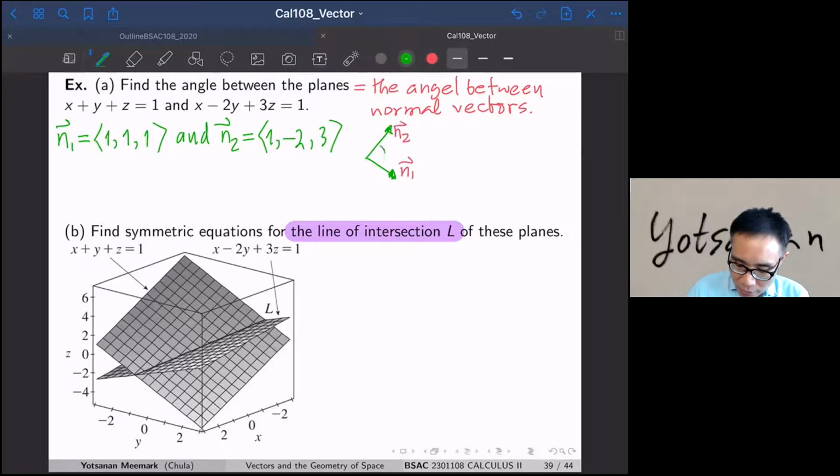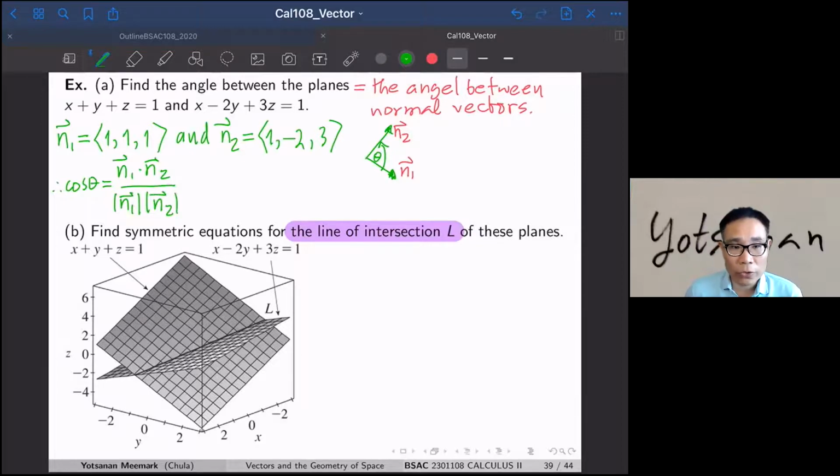In this case, you need theta. So it's going to be cos theta equal to n1 dot n2 over norm n1 times norm n2. That will be the formula that we use. You have n1 dot n2 to be 1 minus 2 plus 3, and norm n1 will be root 3, norm n2 will be root 14.